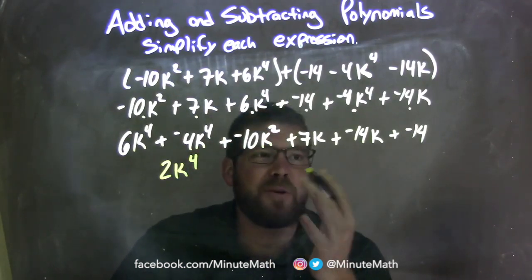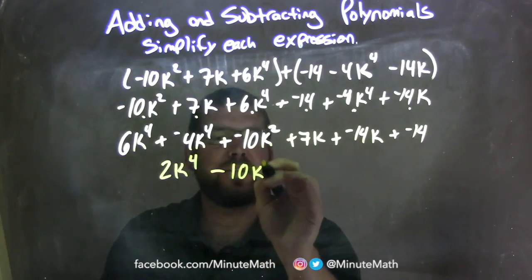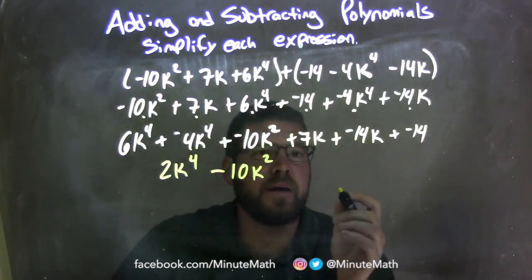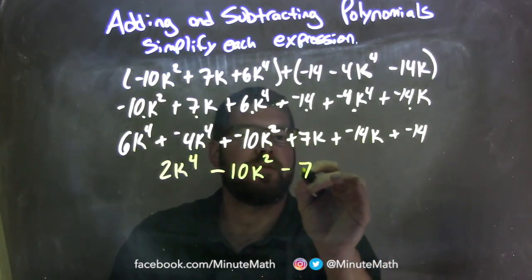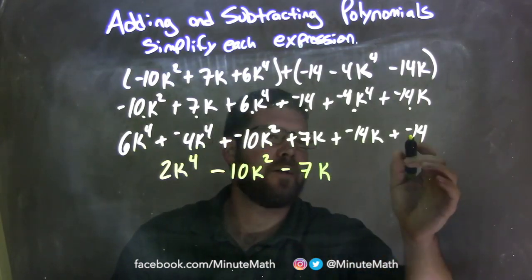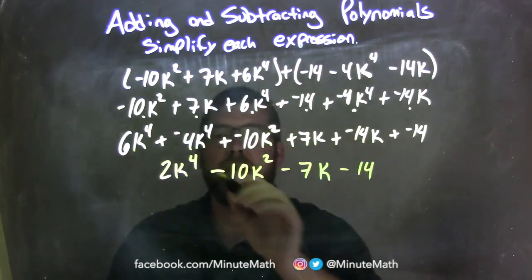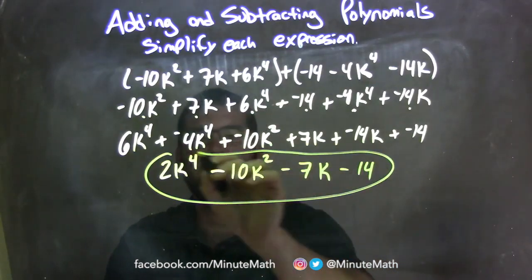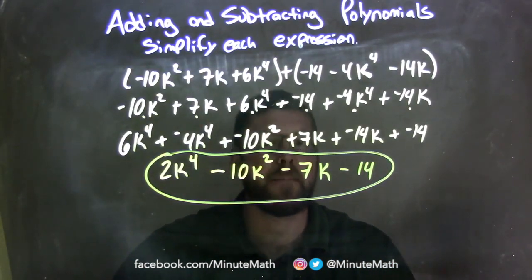And so let's go rewrite that to be subtraction. So we're subtracting 10k squared. Okay. Then from there, 7k plus a negative 14k is a negative 7k. So let's go subtract 7k as well. And then we have here adding a negative 14, which is just subtracting 14. And there we go. We have our final answer looking nice and neat with subtractions: 2k to the fourth minus 10k squared minus 7k minus 14.